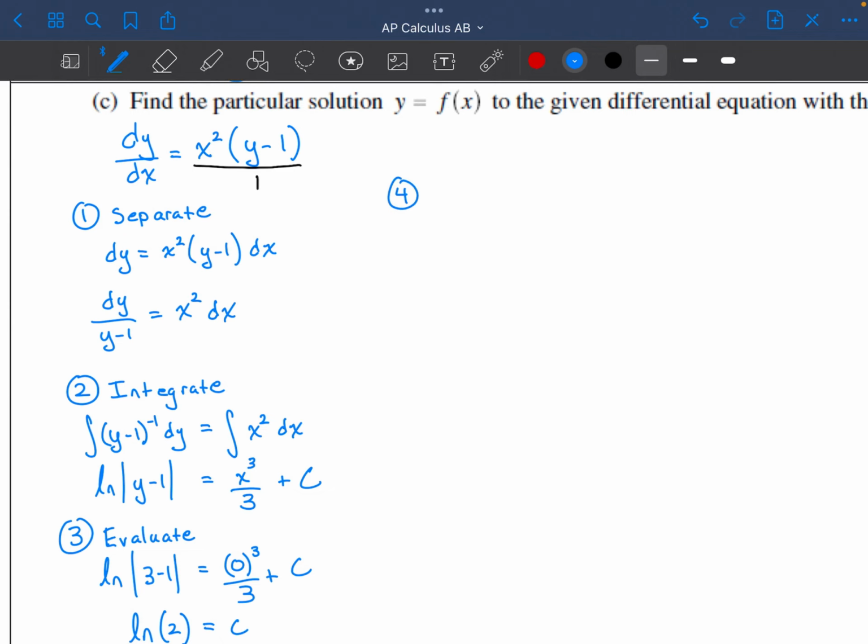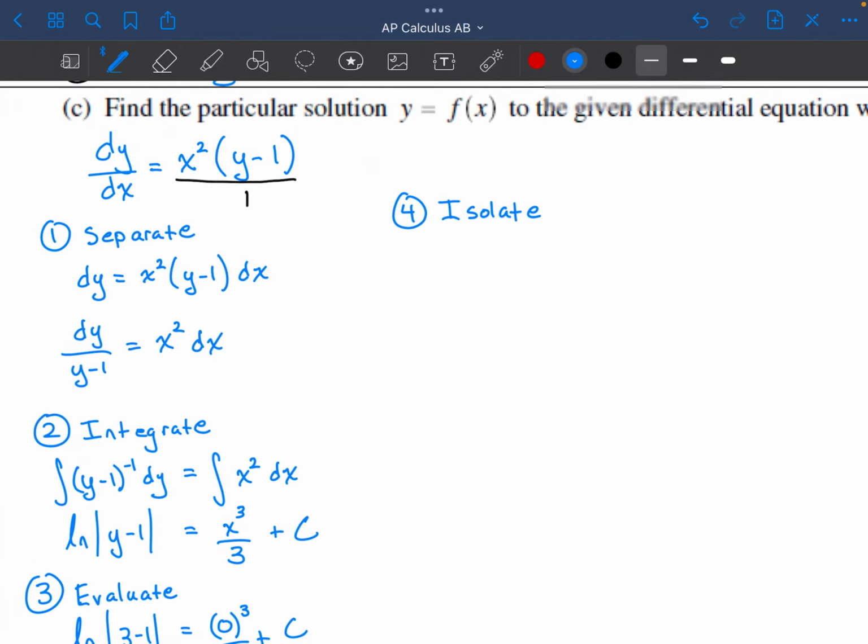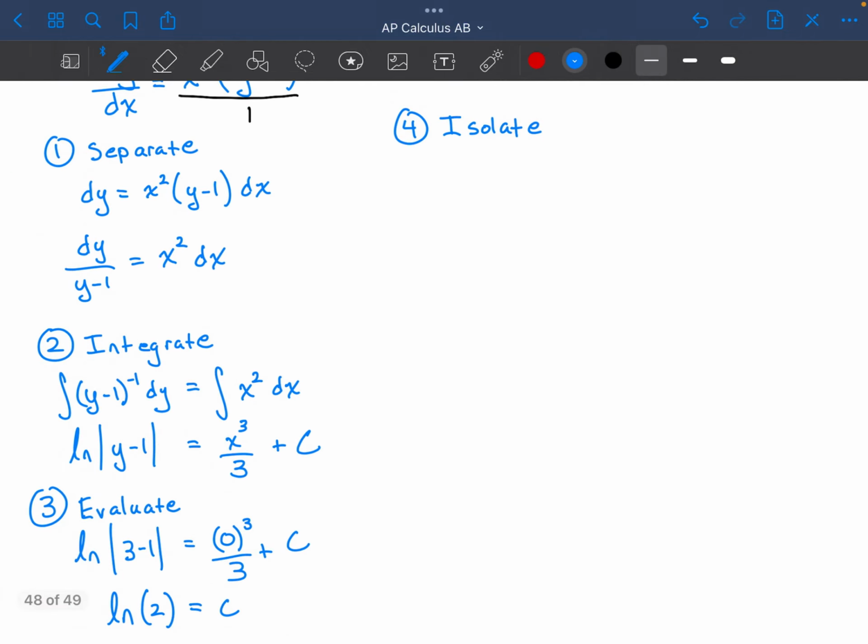Step number 4, though, is to isolate. And by the way, thank you for sticking around. If you're in here for the video, it really means a lot to me because it's really hard to do this last step, and it's pretty cool that you're taking on that challenge.